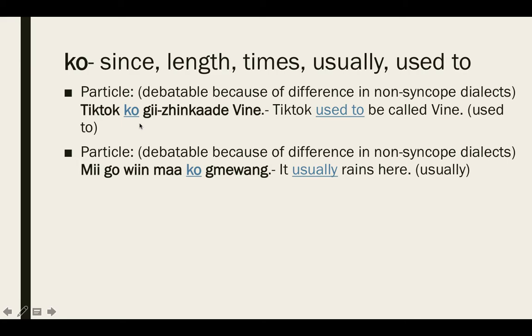Here's another particle that's, again, because of the ikka and akka, it's debatable whether I should keep it in here, but I kept it anyways. So yeah, I might drop it in the future. So mi goin ma ko gamewang. And so in that one, it means it usually rains here. And so k, again, a word on its own referring to usually.